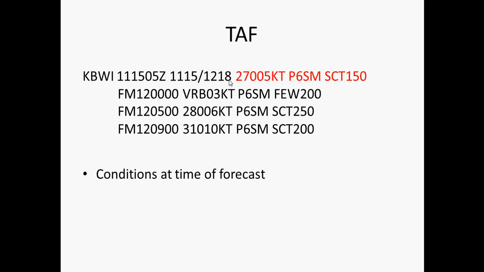Next block is the current conditions at the time of the forecast at the airport. So we'll see when this forecast was released, the winds were 270 at 5 knots, with plus 6 statute miles visibility, meaning more, we'll get into that in a minute, and the clouds were scattered at 15,000 feet.